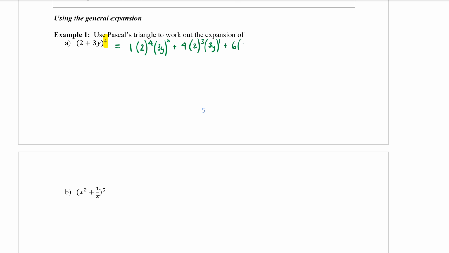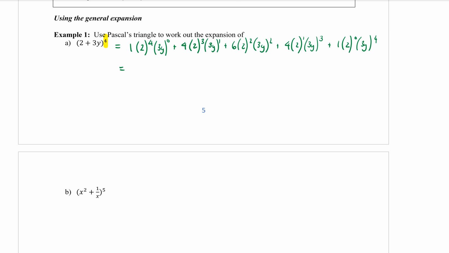The 2 decreases again to a power of 2, and the 3y now becomes squared. The next coefficient is a 4. The 2 decreases to a power of 1, and the 3y increases to a power of 3. And finally, the last term has a coefficient of 1. The 2 is now a power of 0, and the 3y is to the power of 4. Now everything's expanded, but we need to tidy that up.